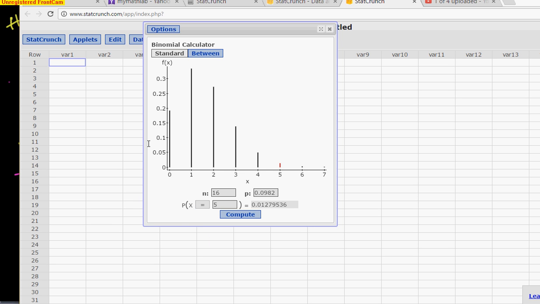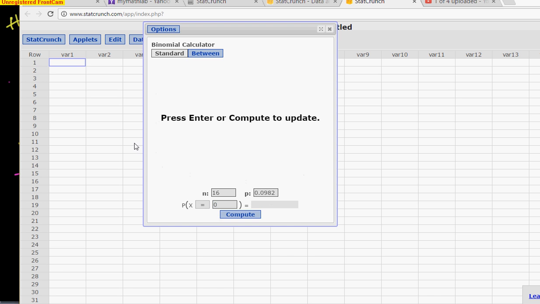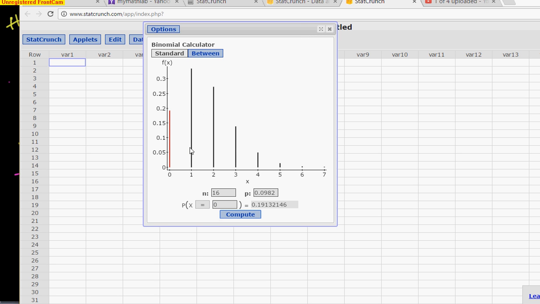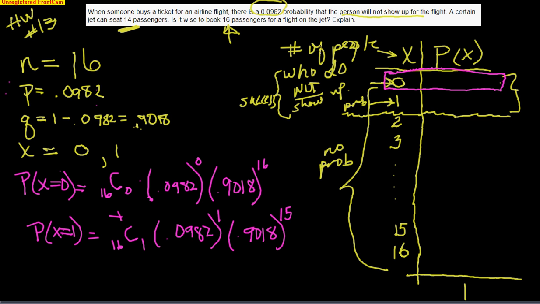Let's just start with equality here. The probability that we have 0 no-shows. Let's see what that value is. 0.1913. All right. Okay. It's just about a 19% chance every single person shows up.